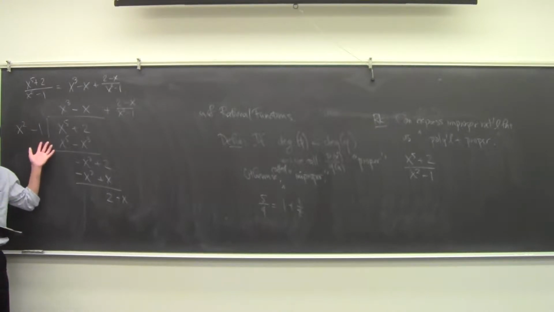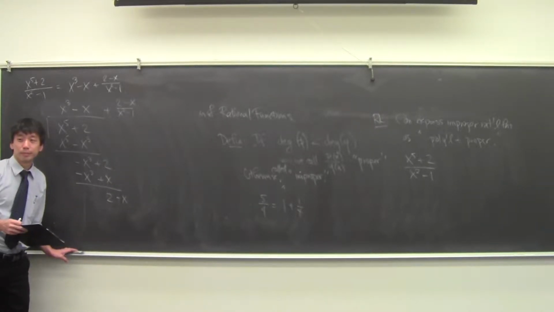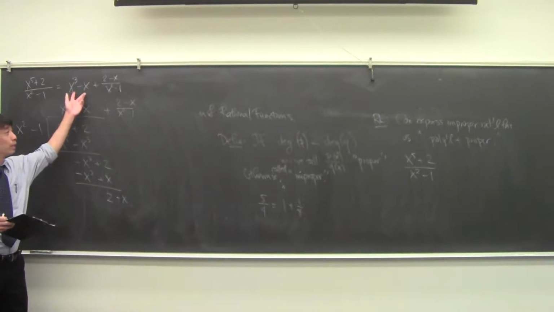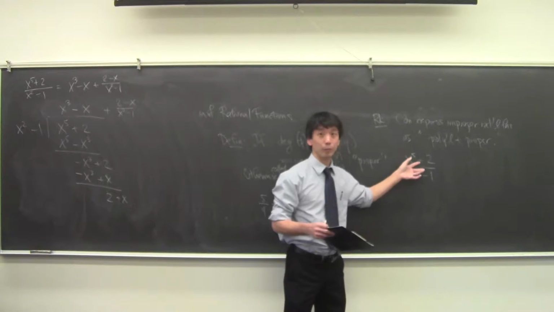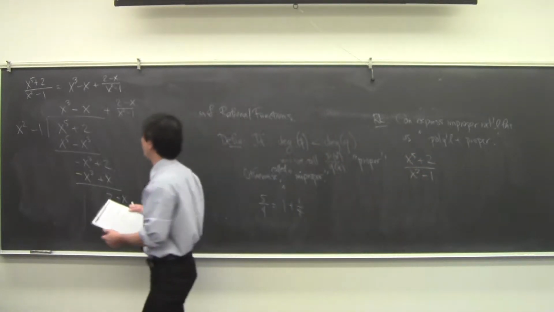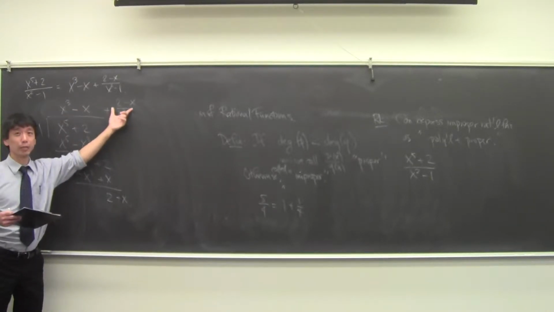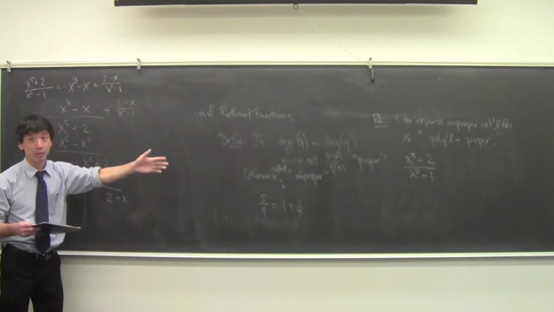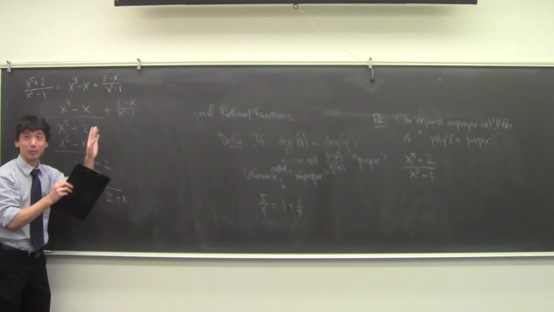So the point is that you can do long division on polynomials. What's the point of this remark? If somebody says, I'd like to know how to integrate all rational functions, you say, well, we don't have to worry about the improper ones, because any improper one will be expressible as a polynomial plus a proper one, and we know how to integrate polynomials. So we just have to deal with proper ones.